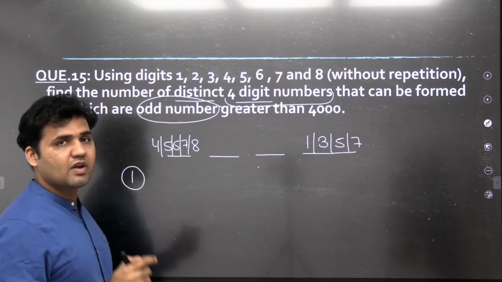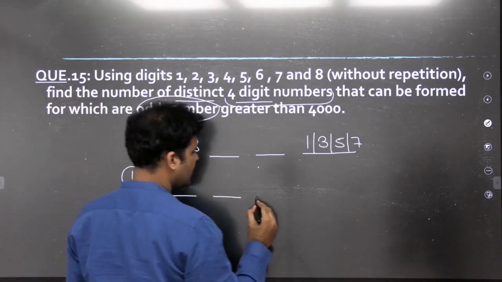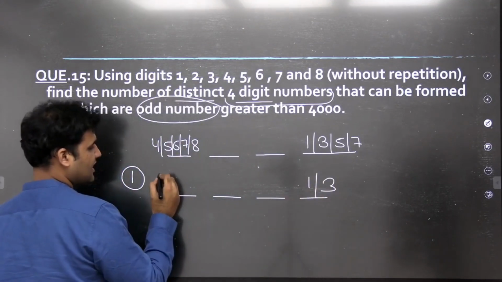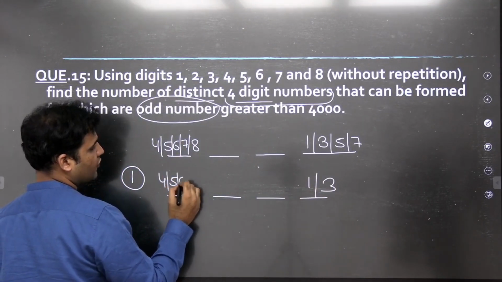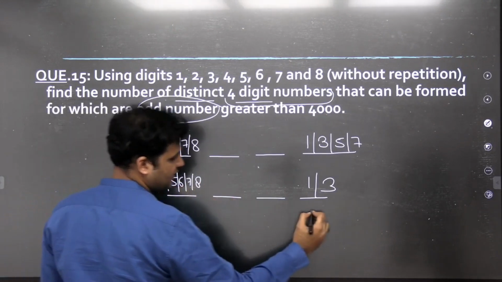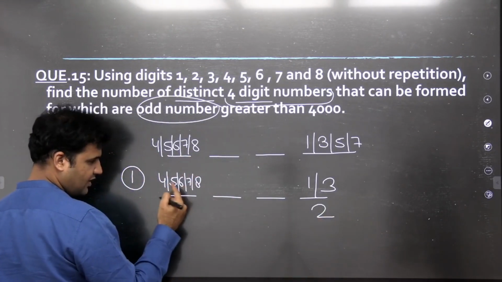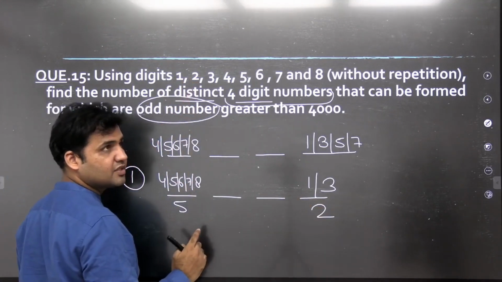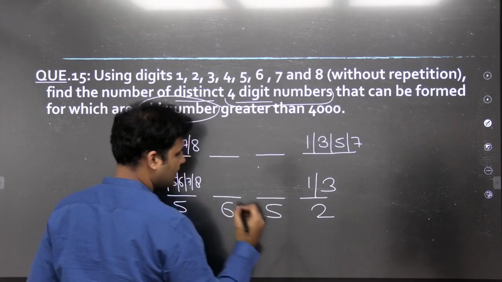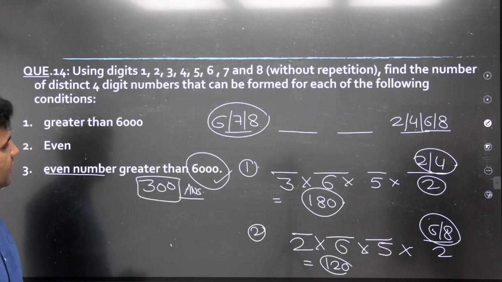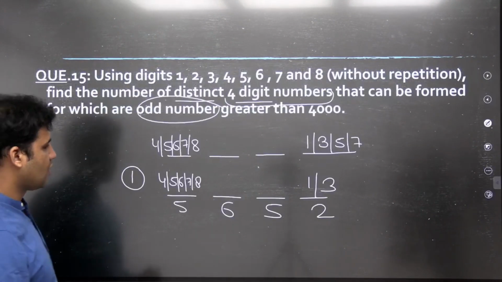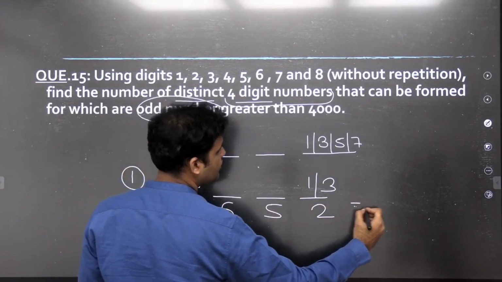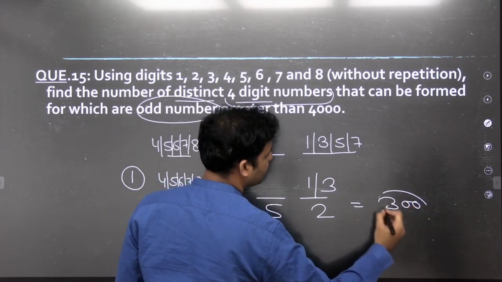First would be the case when no digit is common. That means if I place 1 or 3 over here, then this place can be filled with any of these digits, 4, 5, 6, 7, 8. That means this place can be filled in 2 ways, this place can be filled in 5 ways. Out of 8 digits, 2 digits are placed. I will be left with 6 more digits. This place can be filled in 6 ways and this will be filled in 5 ways. Okay. Yes. So how many numbers do I have? 5 into 6, 30. 30 into 10. Total 300 numbers will be there.